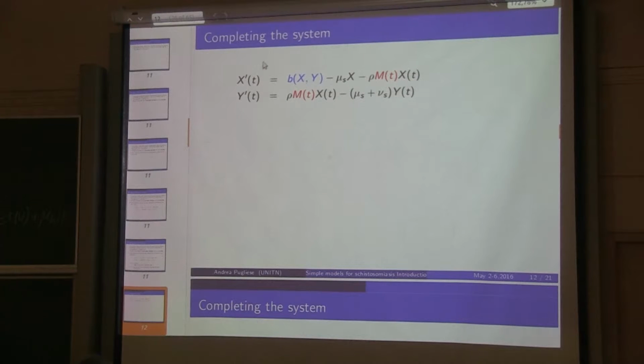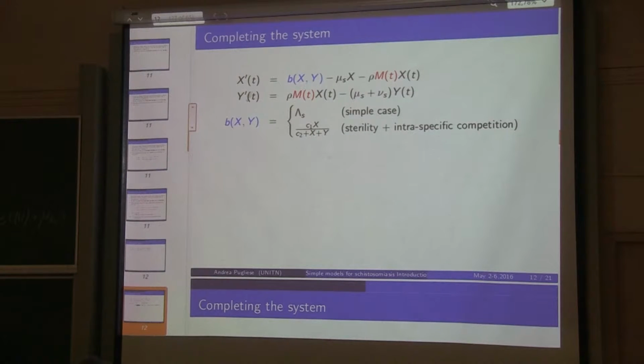So we have a system without the dependence on time that is like that, and still there are two parts that have to be completed. What is this function B, the fertility function, and the Miracidia? In models, there are two different kinds of assumptions that have been made. One is to say, okay, snails have a constant fertility. It doesn't depend on anything, it's just a constant, and this, of course, simplifies the model very much.